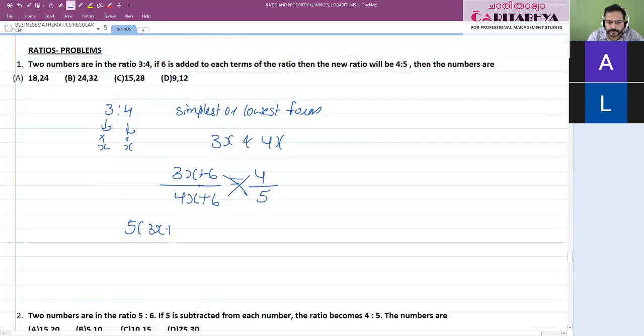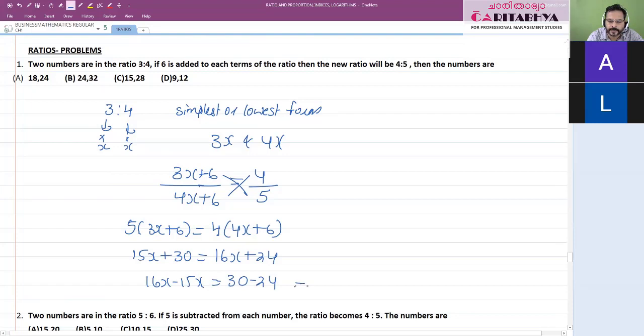5 into 3x plus 6 is equal to 4 into 4x plus 6. 15x plus 30 is equal to 16x plus 24. So 15x goes to the other side as minus. So 16x minus 15x is equal to 30 minus 24. That implies x is equal to 6. Therefore, the numbers are: first number 3x, that implies 3 into 6 equal to 18. Then second one, 4x, 4 into 6 equal to 24.